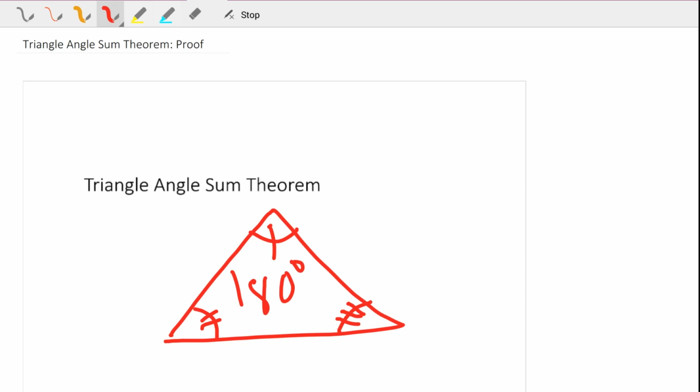I wrote different lines, different little tick marks. That's what I call them. So look at the tick marks. I gave them different amounts of tick marks, basically just to indicate that I don't know if they're congruent. As of right now, they're not congruent, so they're not equal to each other. So it could be pretty much any numbers that we can think about for the angles.